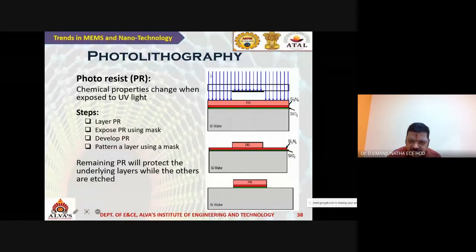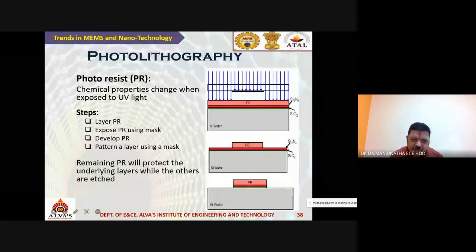Then we will pass light on the mask, and wherever there is a transparent area, light falls. In the opaque, dark area, light will not pass, right? So this portion is not exposed to light. This portion becomes hard, and the exposed part becomes softer, right? Wherever UV light is exposed, that becomes soft, so that it can be etched out by etching techniques.